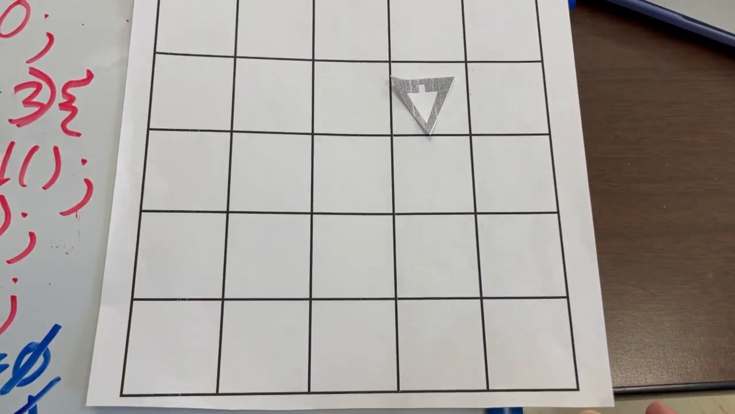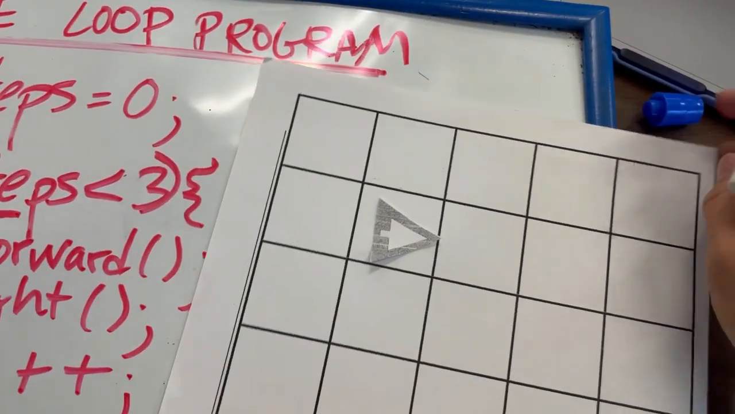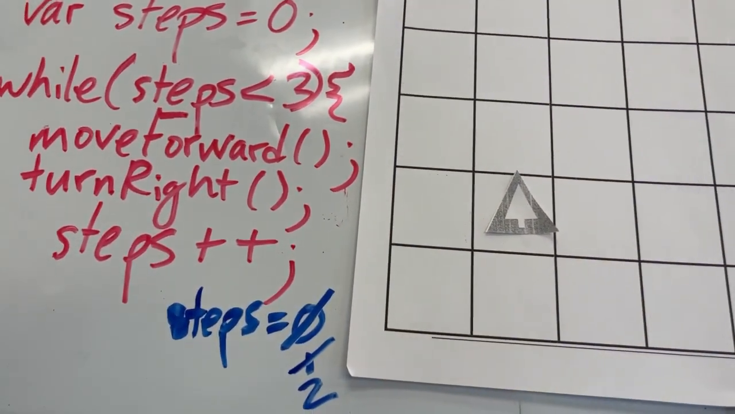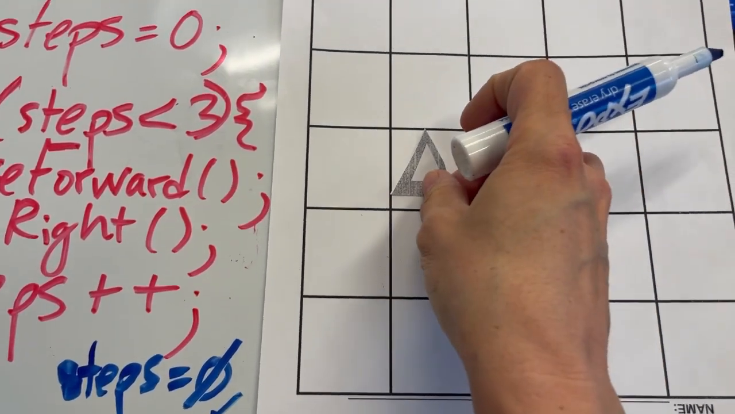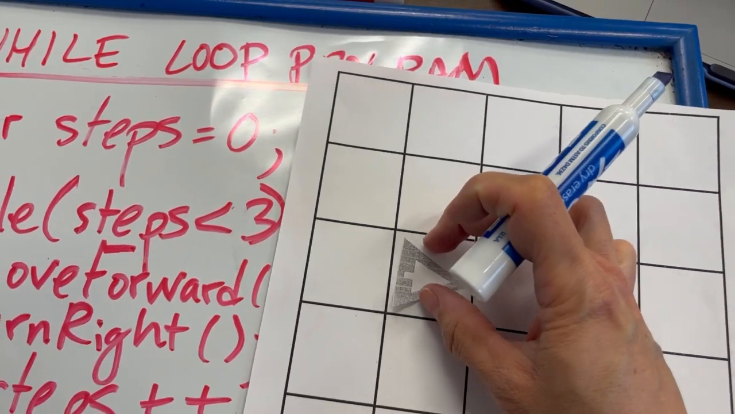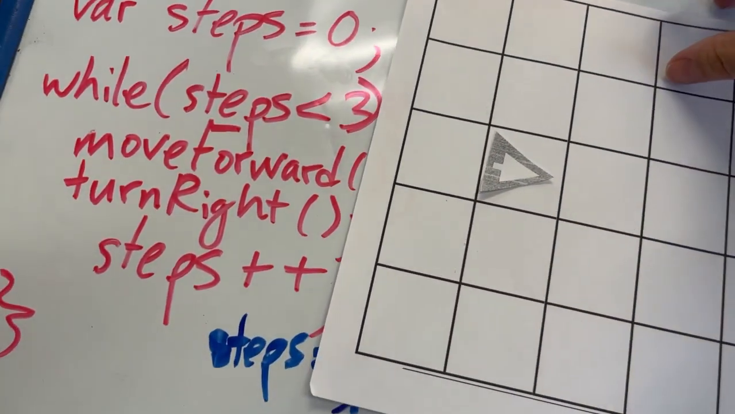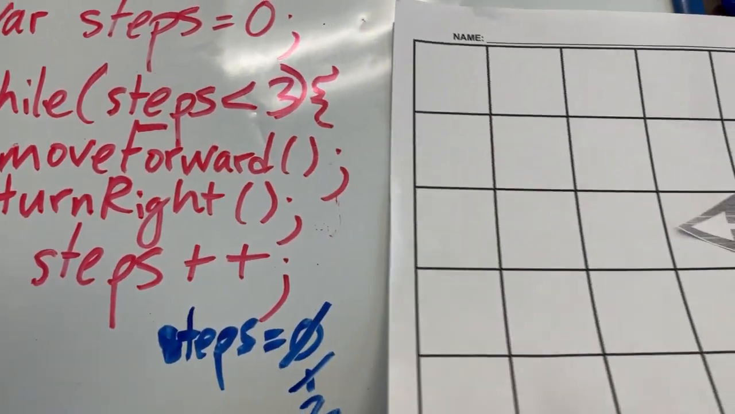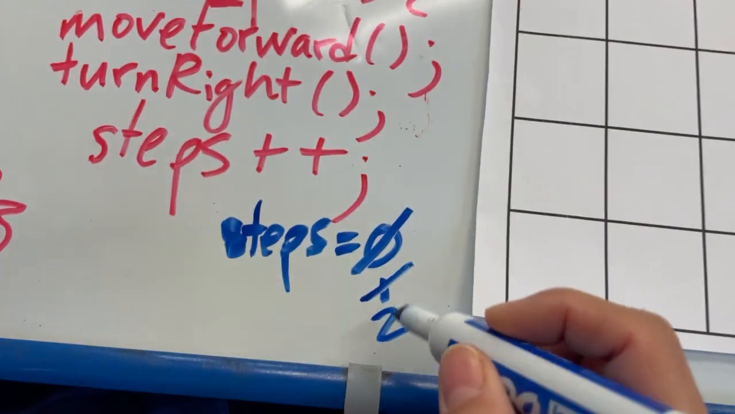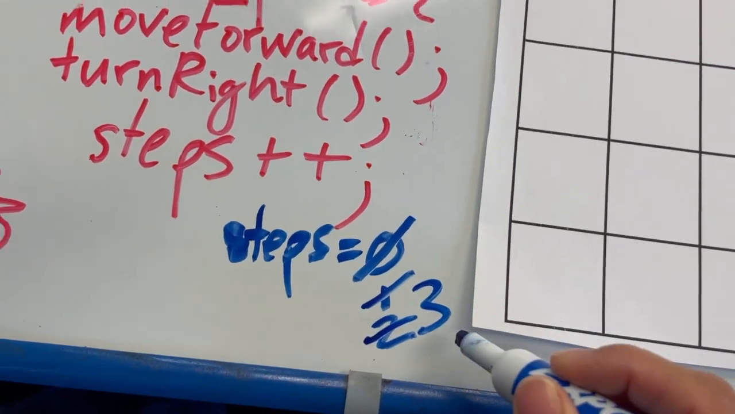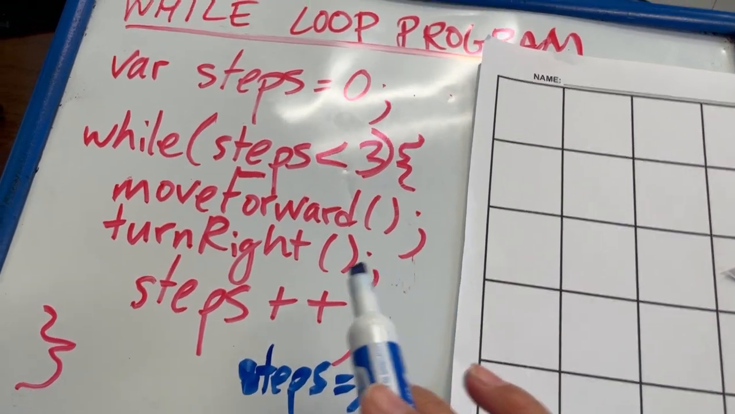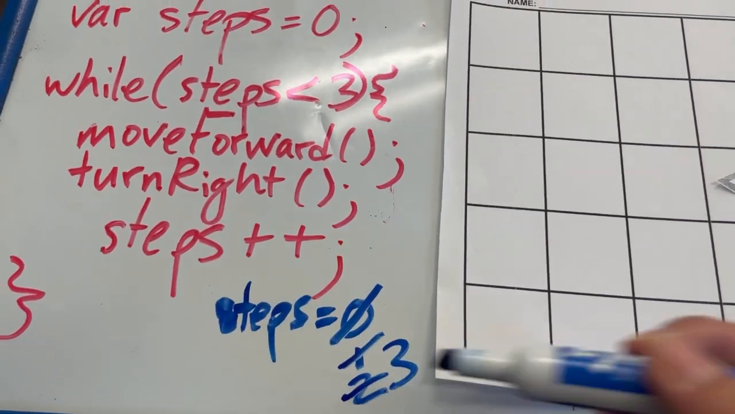So now I'm going to look at my grid. It's pointed down. So I'm going to turn it all the way around so I can see it pointed up because it's easier to tell right from left. We're going to move forward and turn right. Okay, oops. Turn right. There we go. Now, I'm going to turn this all the way around so that the top is still at the top, and that's the position of my robot. Okay, now we go back here. Steps is becoming 3. Is 3 less than 3? No, it's not. So then we stop our loop. So we've done it 1, 2, 3 times.